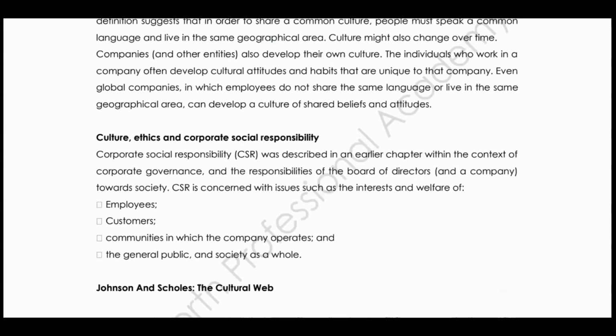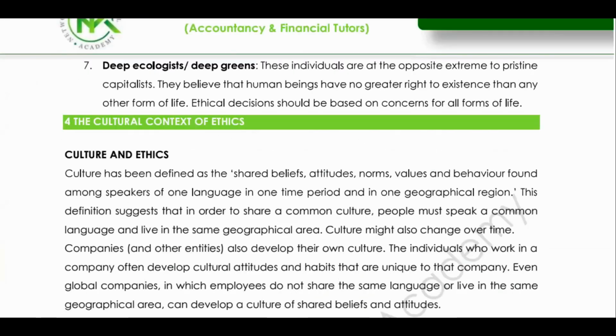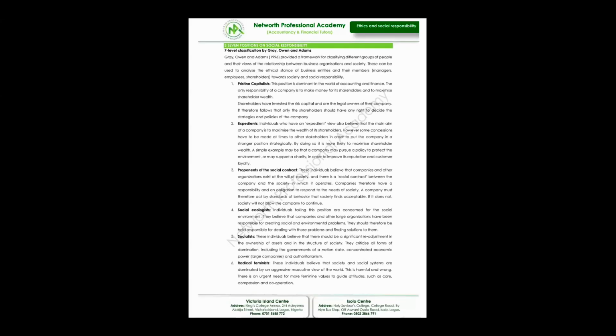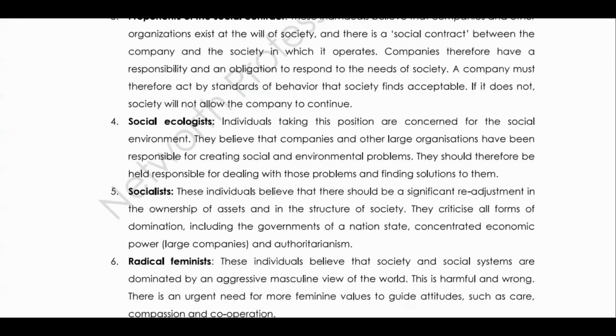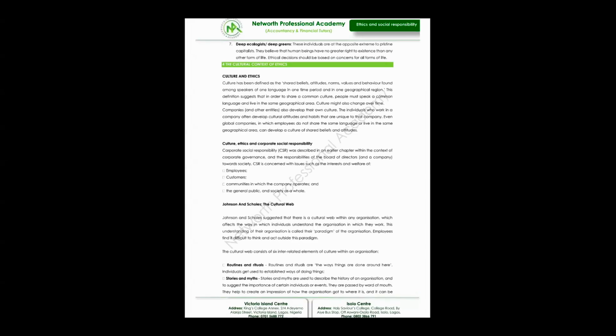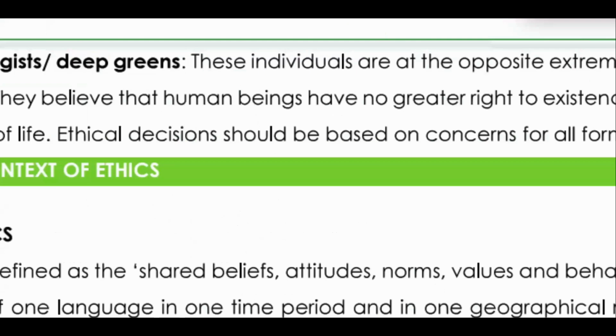Last but not the least is the deep ecologists, the deep green. Now, these are people that believe they are the extreme. These deep ecologists are the extremes of the social ecologists. Do we get it, guys? The deep ecologists are the extreme part of social ecologists.